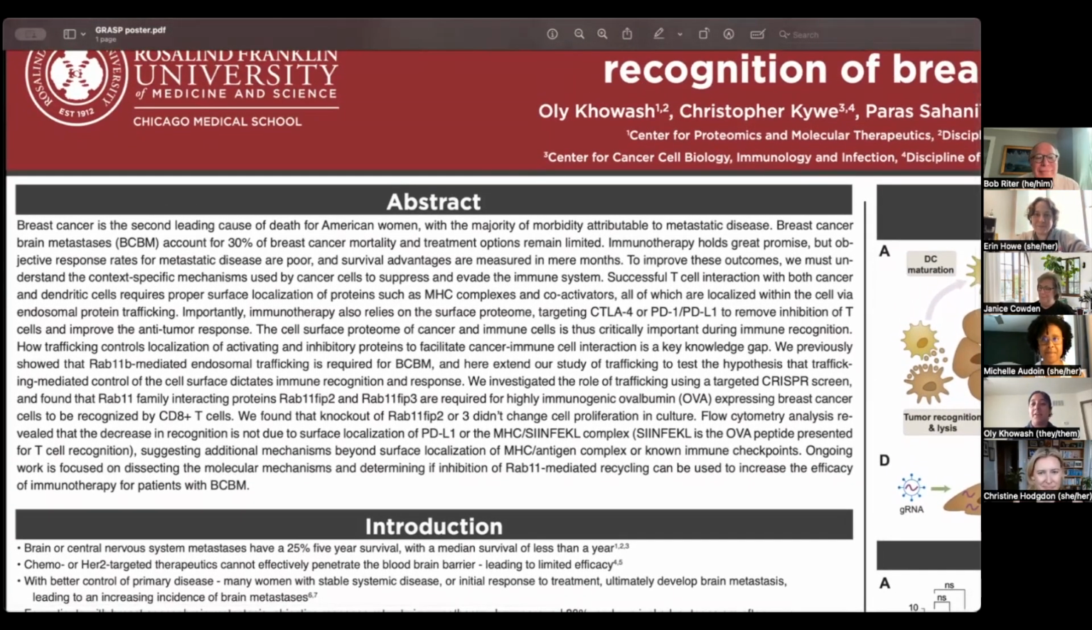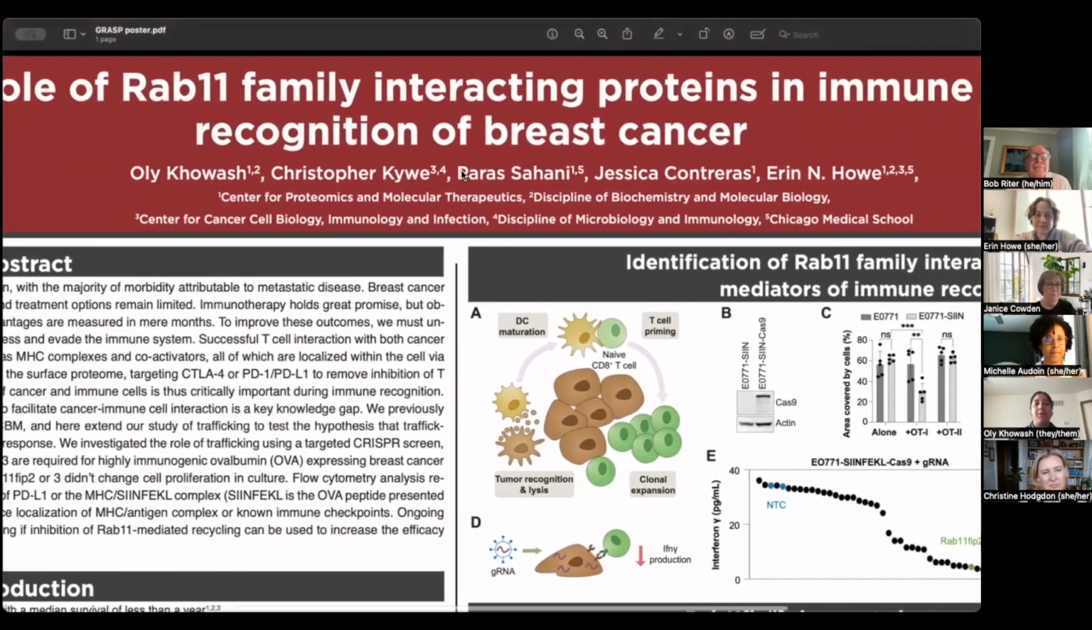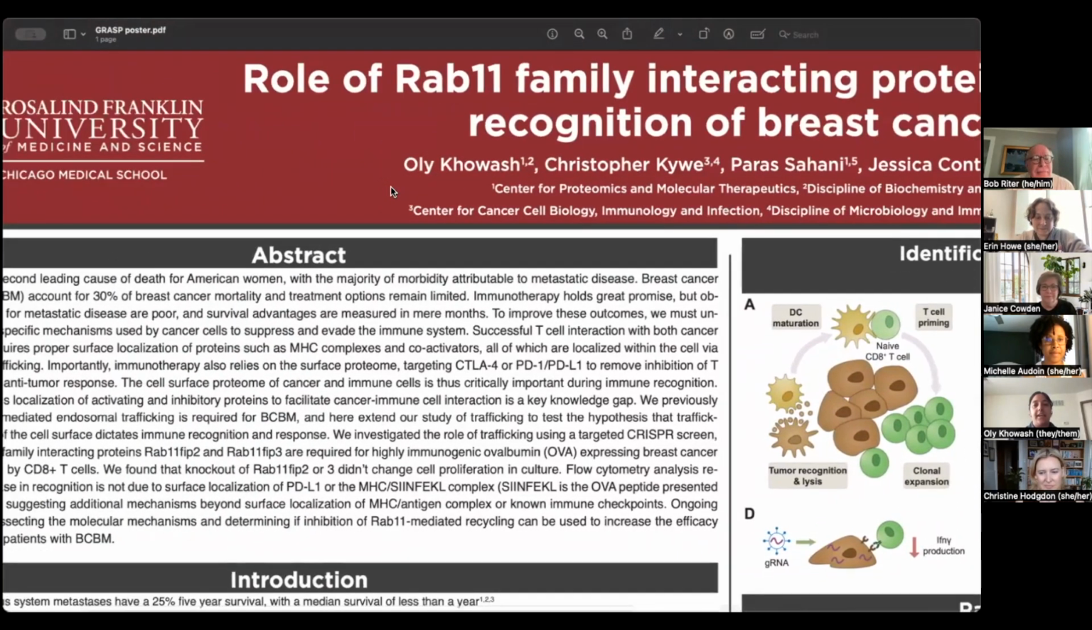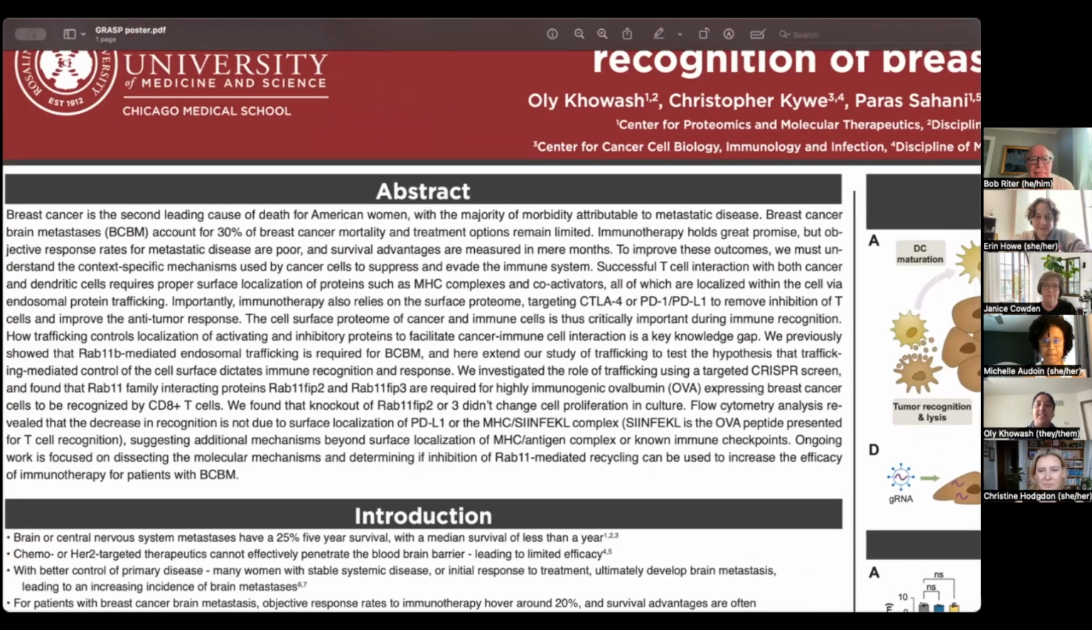Absolutely. All right. So the title of my poster is the role of RAB11 family interacting proteins in immune recognition of breast cancer. And some of the background of this is probably familiar to many of you. Breast cancer is, of course, the second leading cause of death for American women. A large part of the morbidity is because of metastatic disease. And in my work specifically, we've focused in on brain metastases of breast cancer because of the high mortality, the limited treatment options, and so on.